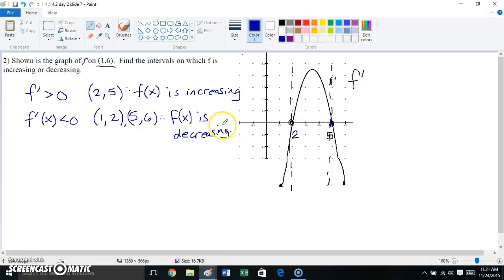So always remember, your first derivative tells you about the slope of your function. The first derivative is the slope of your function. So it's going to tell you what your function is doing in terms of increasing and decreasing.